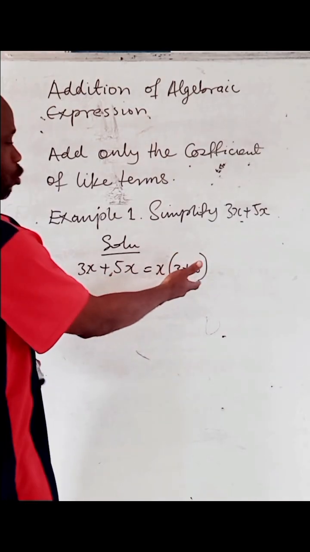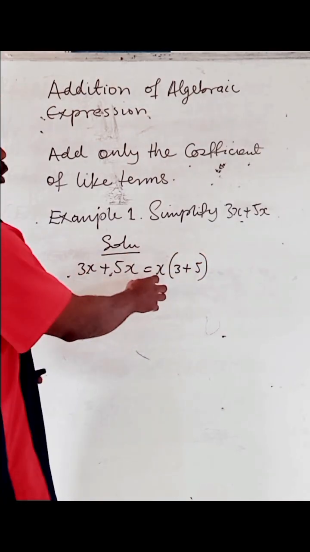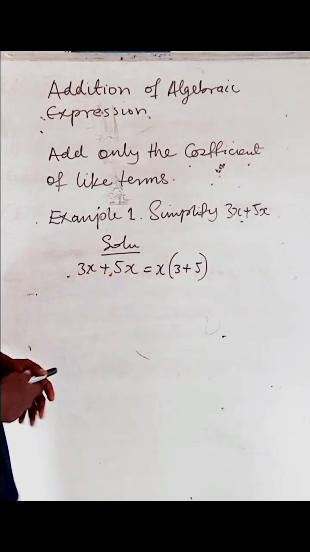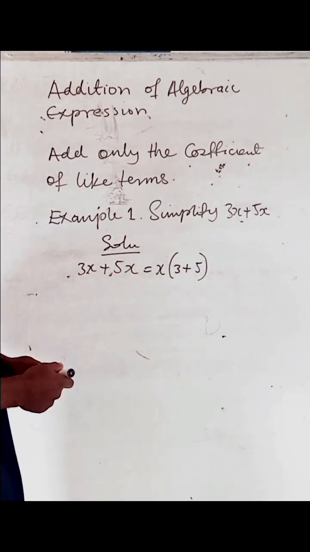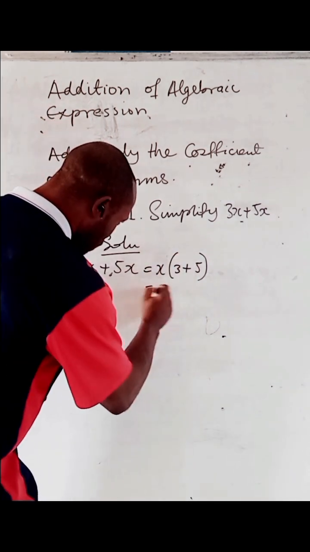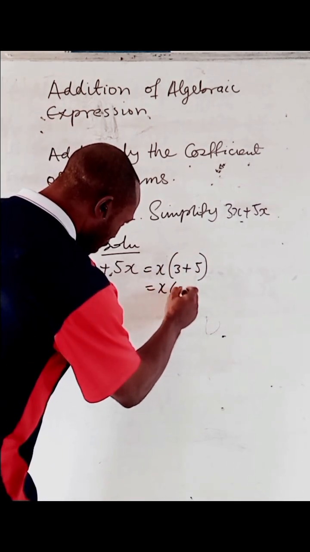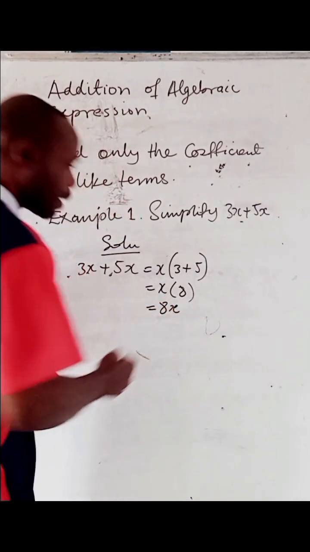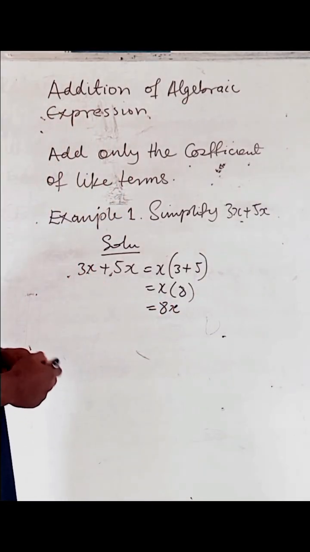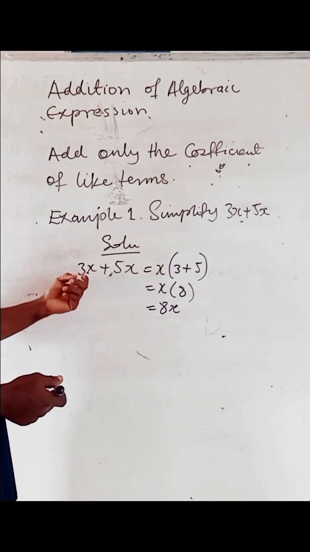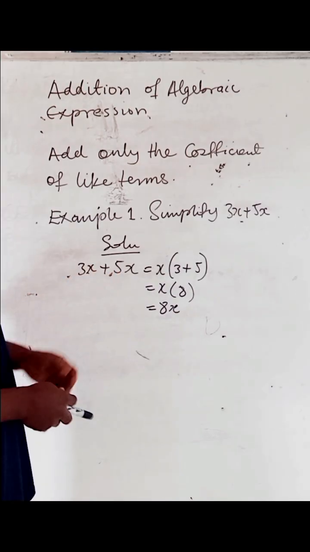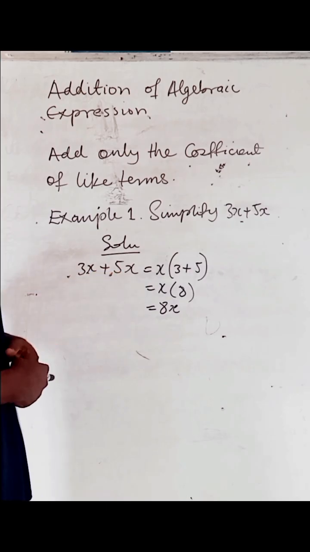Now, if we multiply through, if we use x to multiply the value inside the bracket, we are still going to get back 3x plus 5x. So the result is going to be x multiplied by 8, which is the same thing as 8x. So when we are asked to add two like terms, we only add the coefficient.